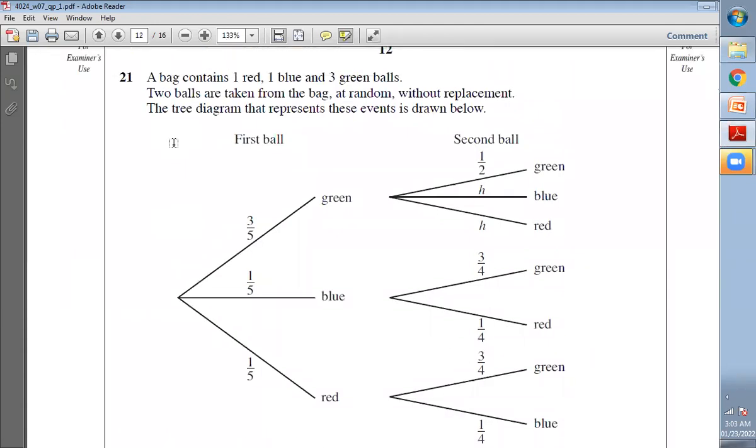Question number 21 is showing up. A bag contains 1 red, 1 blue, and 3 green balls. So there is 1 red ball, 1 blue ball, and 3 green balls. 2 balls are taken from the bag at random without replacement. The tree diagram that represents these events is drawn here.